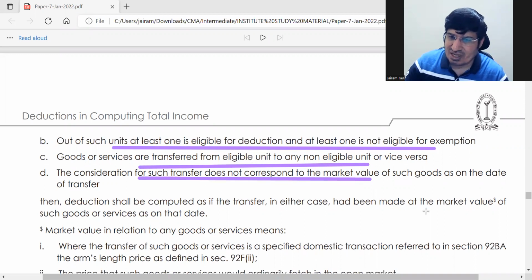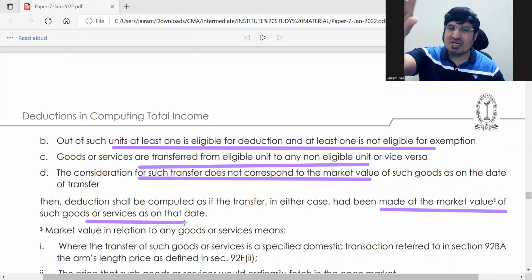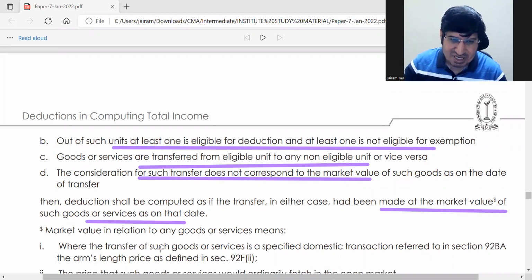Okay, then it will be computed as if it is done at market value. Okay, transaction is done at market value. Same what we have studied in the above table. कुछ नया नहीं है इसमें. Okay, so what is market value?